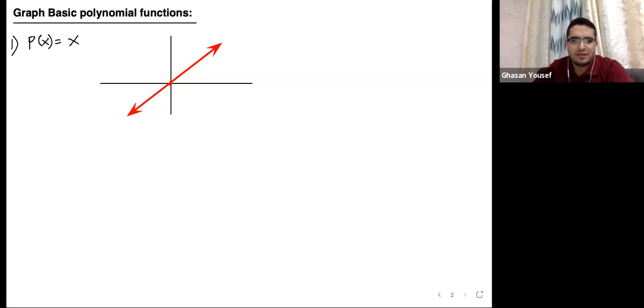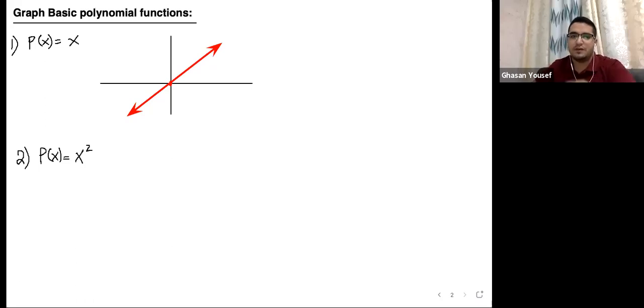Now, what is the graph of the function, number 2? b of x, polynomial of x squared. So x squared is a quadratic function, as we learned in the previous section, 3.1. It's a parabola, exactly. Also, at the same time, it is a polynomial function of degree 2.